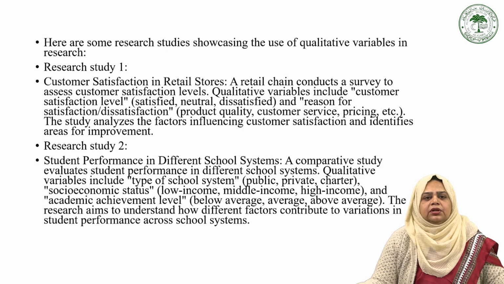Another study focused on comparing student performance in different school systems. The researchers examined qualitative variables such as the type of school system, socioeconomic status, and academic achievement level. By analyzing these factors, including whether the school was public or private, the income level of students' families, and their academic performance, the goal was to gain insight into how these various factors contribute to differences in student performance across different school systems. These research studies highlight the importance of considering qualitative variables in research.